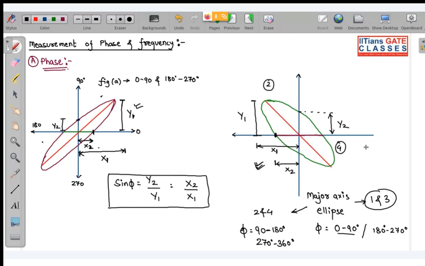So the phase difference which we are talking about in the calculation: if the phase is between 0 to 90 degree, it is coming out in the first and third quadrant major axis. And if the phase is 270 to 360, it is also coming out in the first and third quadrant for the major axis. So in the first and third quadrant, you have written 180 to 270, it should lie in the second and fourth quadrant.